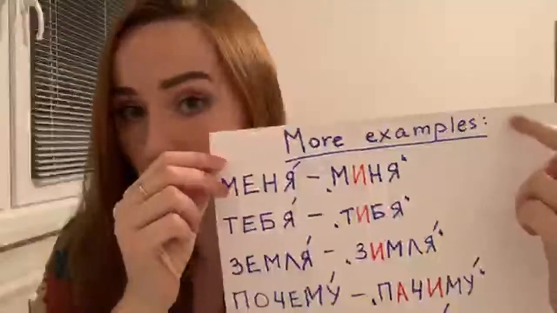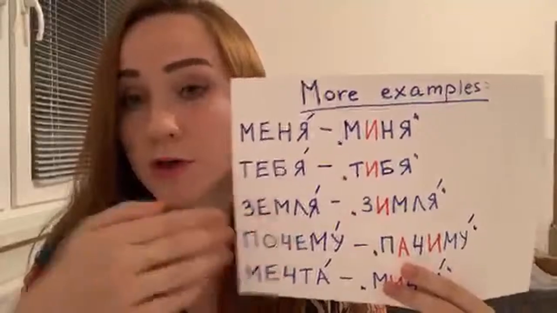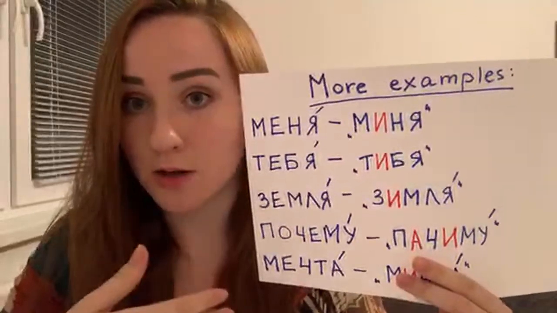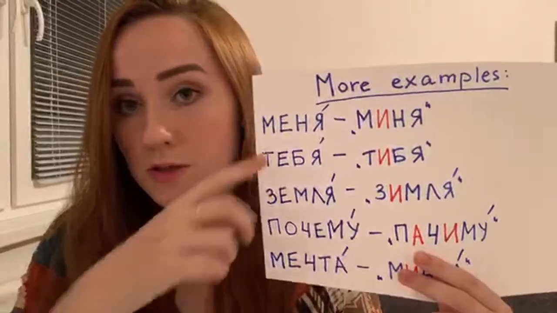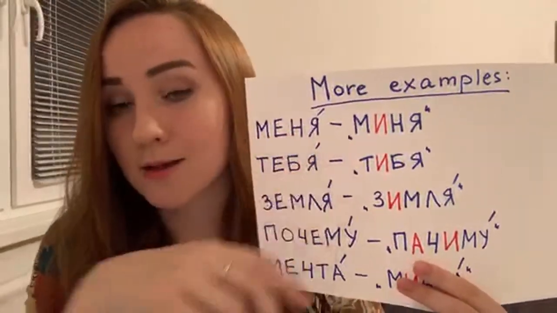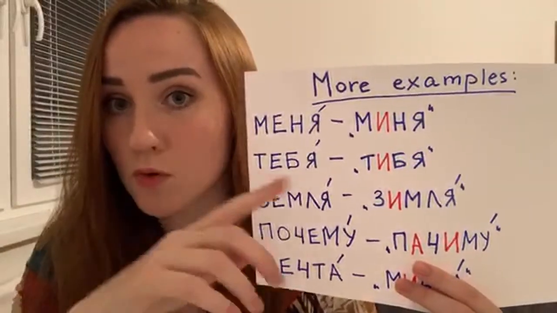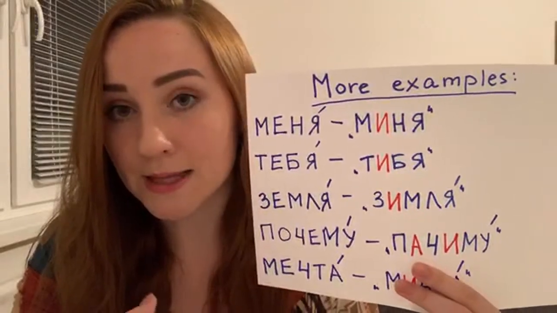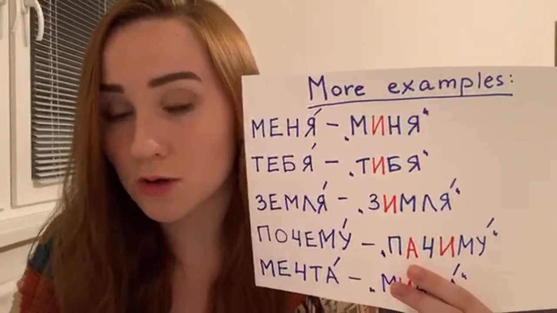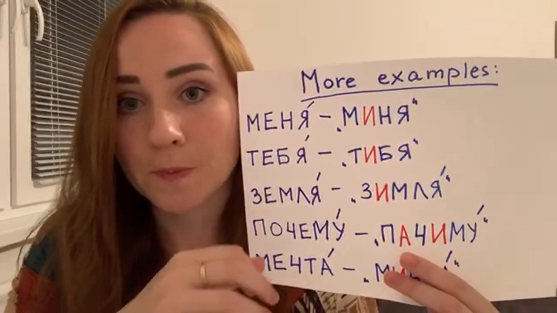Okay. So меня turns to E. The very common phrase, my name is Daria. Меня зовут Дарья. So it's not меня, it's меня. Me. Check again. Pause on this syllable and check. Меня зовут Дарья, if you do it fast.